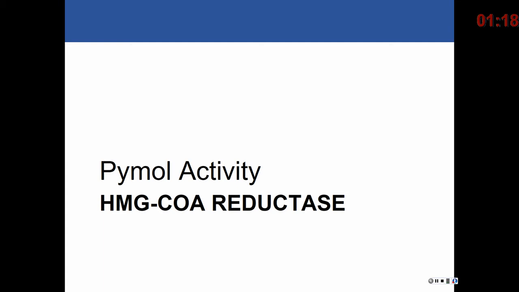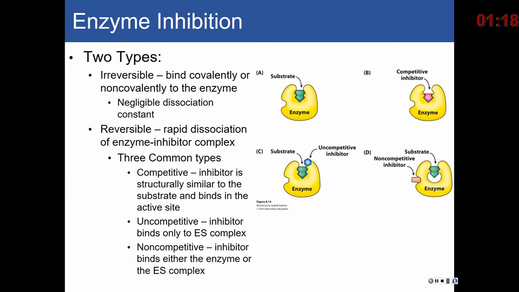Okay, so now we've talked PIMOL, we've talked equations. Now let's get on to inhibition, because again, this is where a lot of our drugs are coming from: inhibitors of enzymes. So there are, in general, two different kinds of inhibitors. There are reversible inhibitors and irreversible inhibitors.